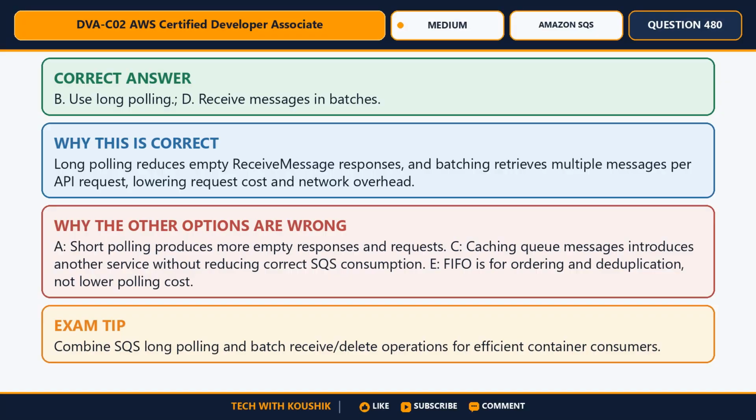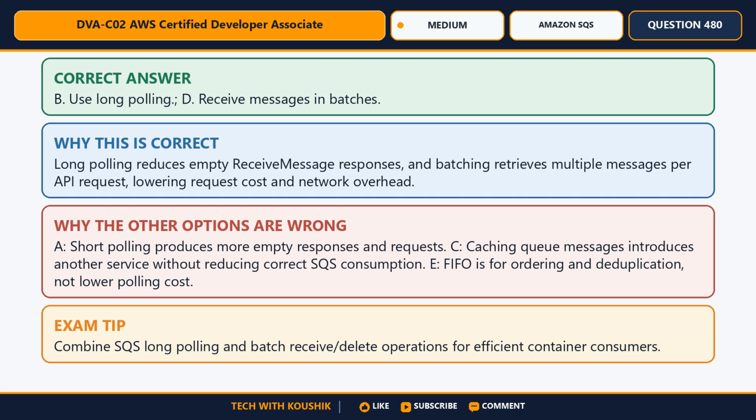The correct answer is B. Use long polling. D. Receive messages in batches. Here is why. Long polling reduces empty ReceiveMessage responses, and batching retrieves multiple messages per API request, lowering request cost and network overhead. Why are the other options not correct?